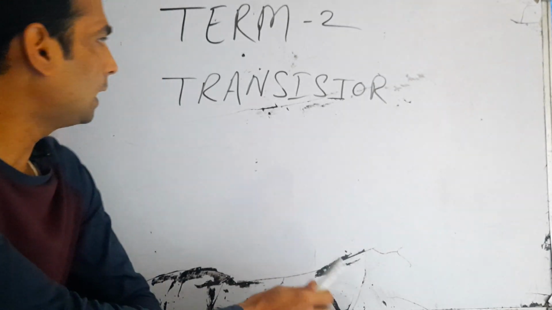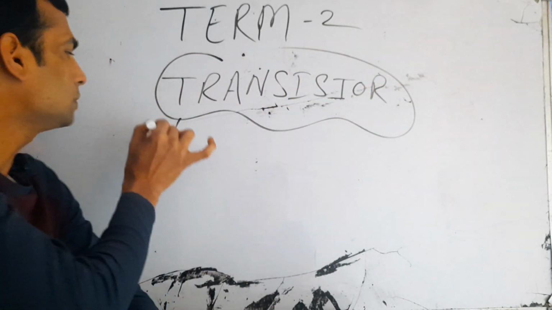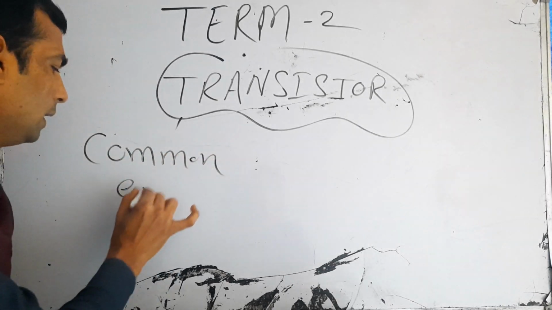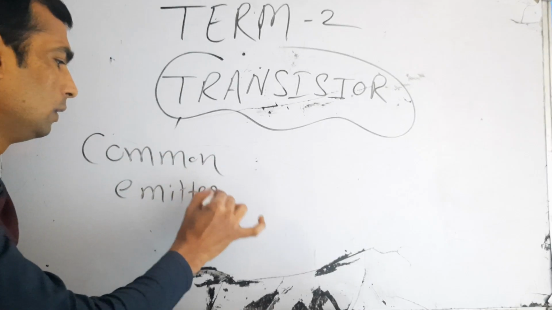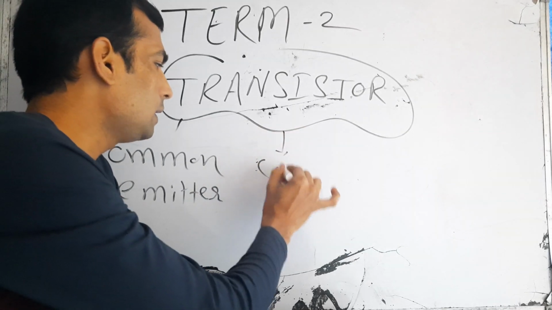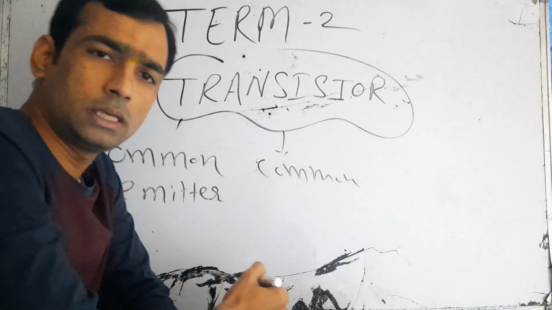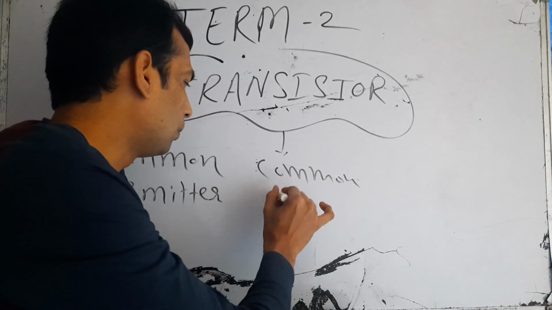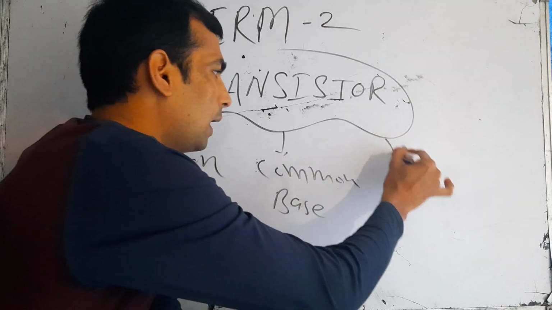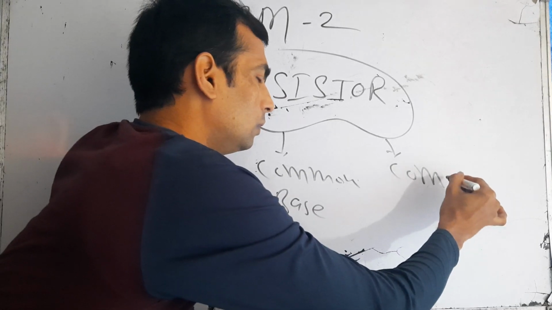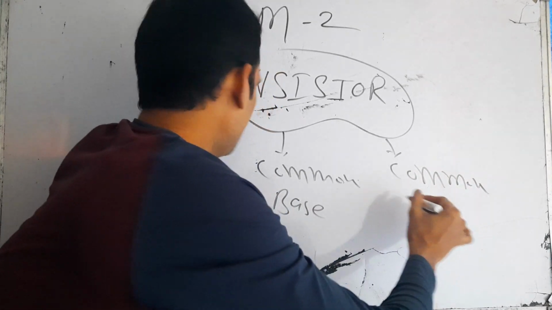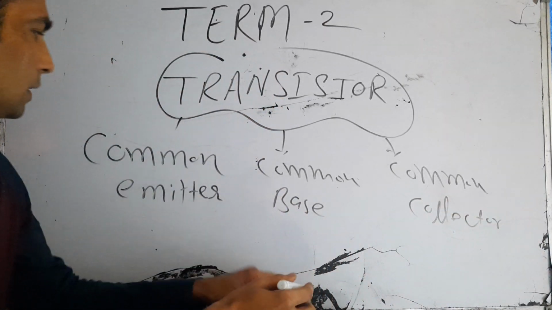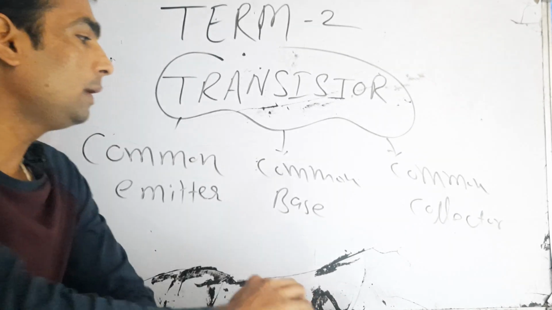So in transistor, basically I'll deal with this: common emitter. Students, this is common emitter, right? After that, this is the classification of transistor: common base, and the last one is common collector. This is common collector. Okay, common emitter, common base, common collector.